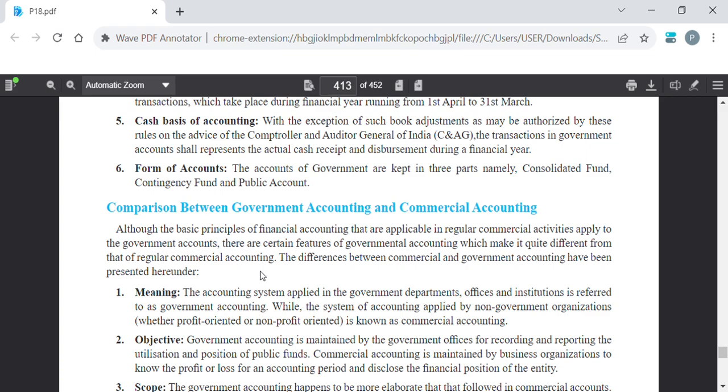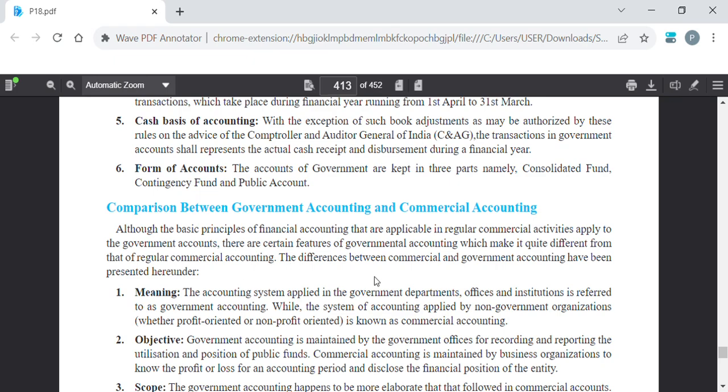So we have the basic principles of financial accounting. These basic principles are applicable in regular commercial activities such as buying, trading, manufacturing, and they also apply to government accounts.